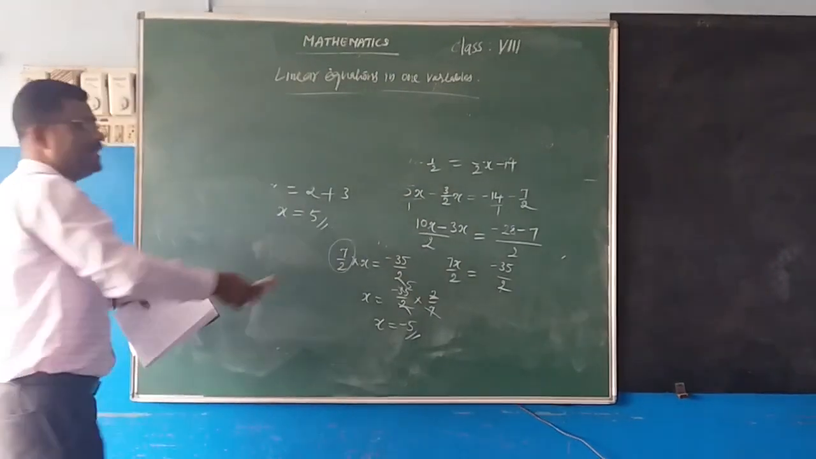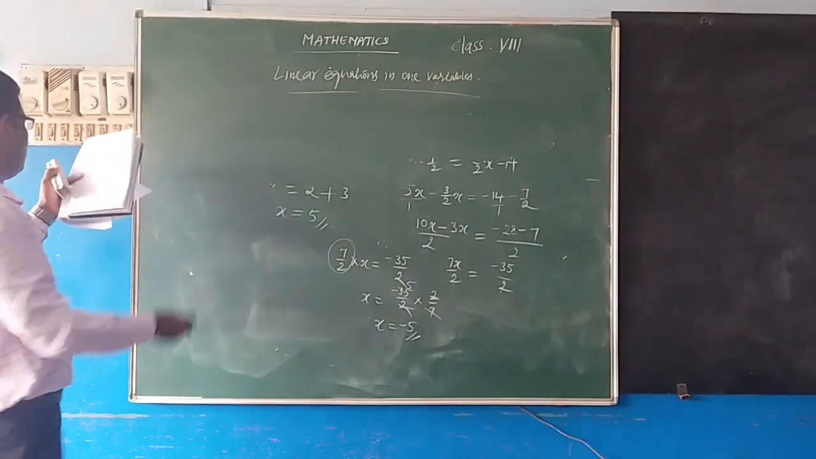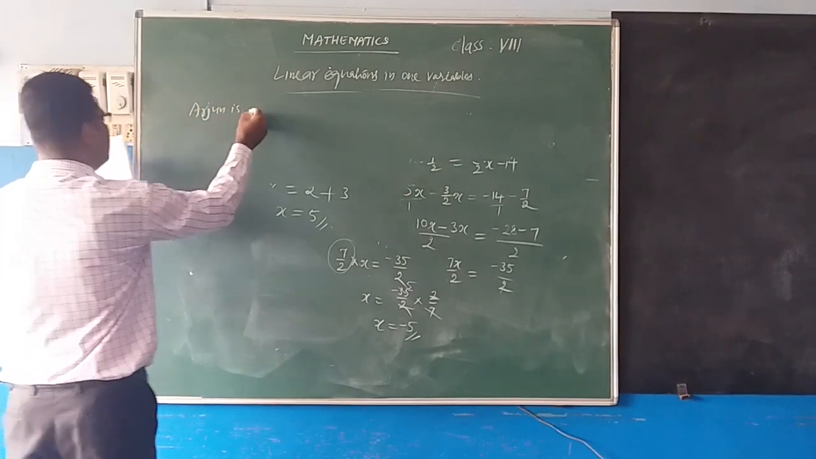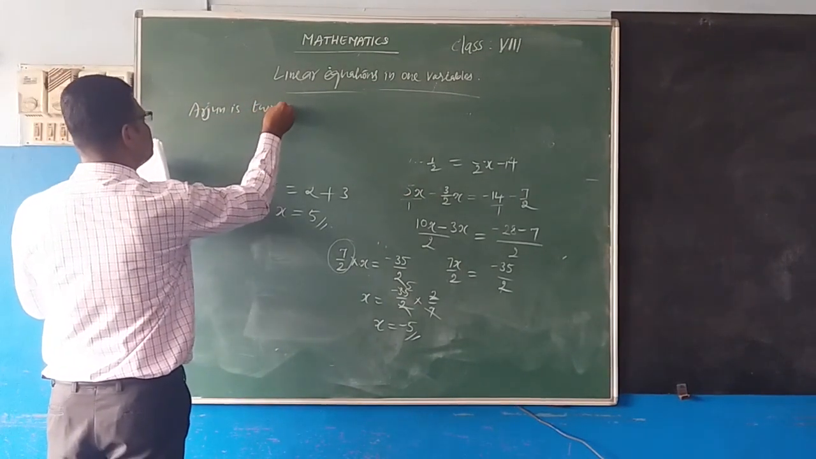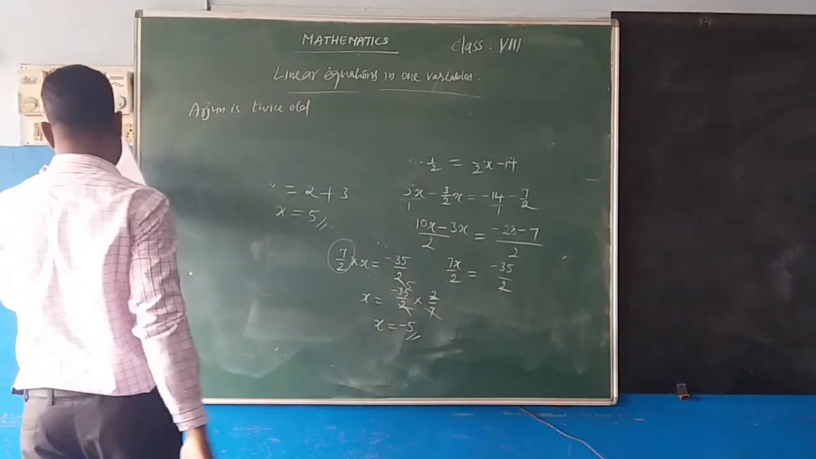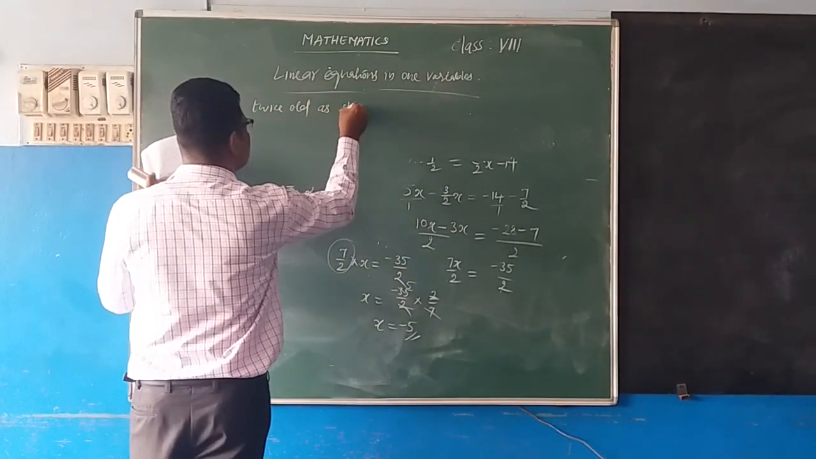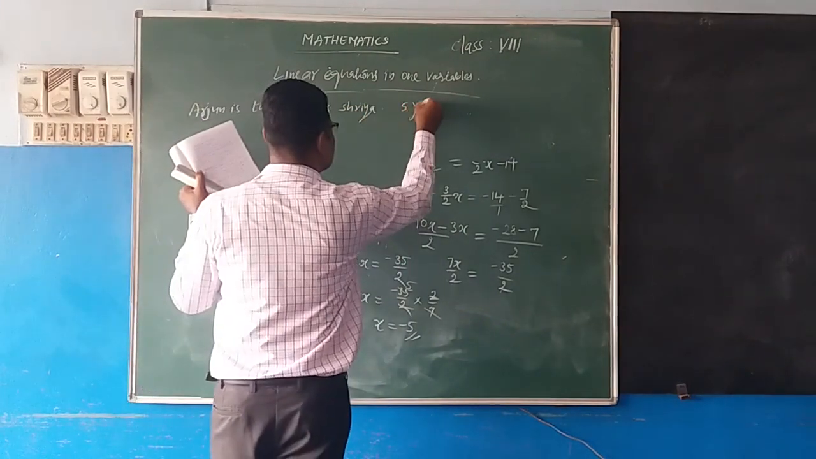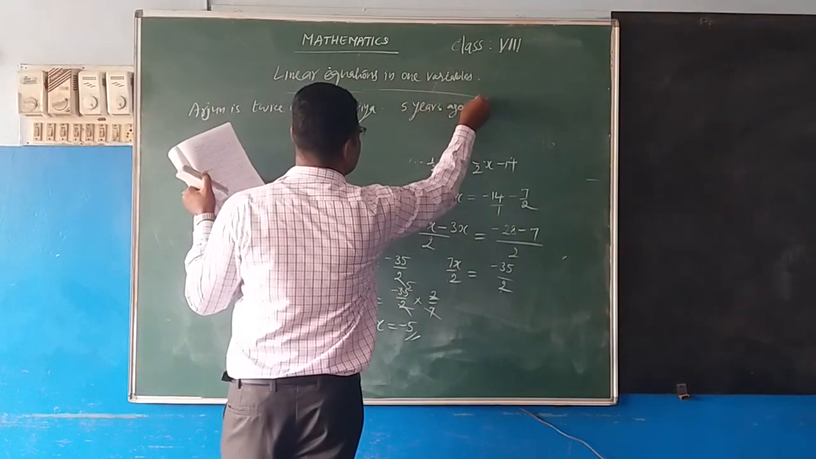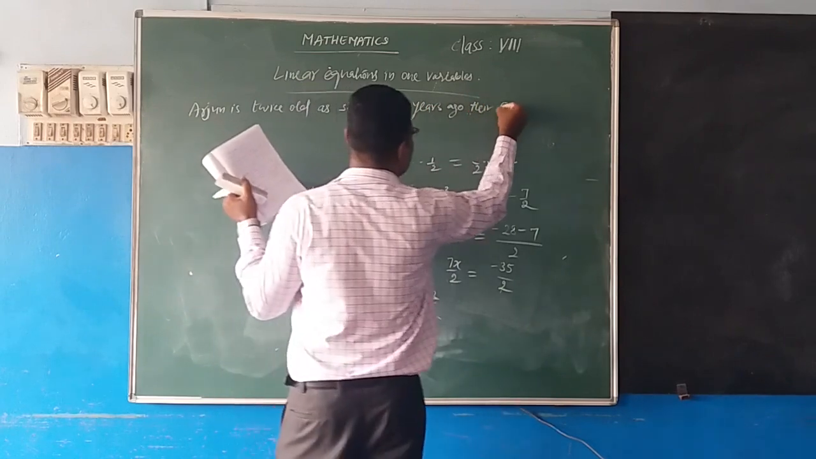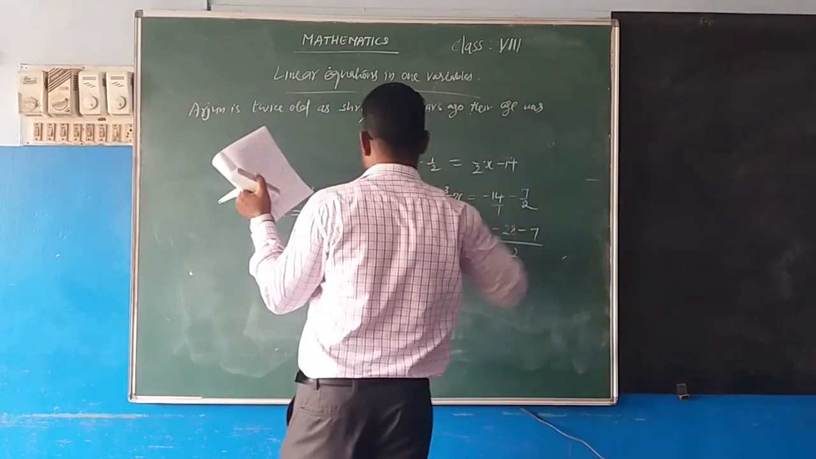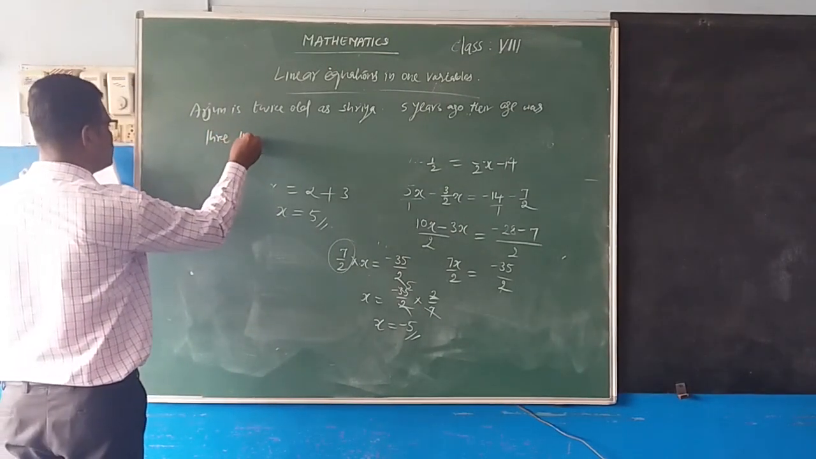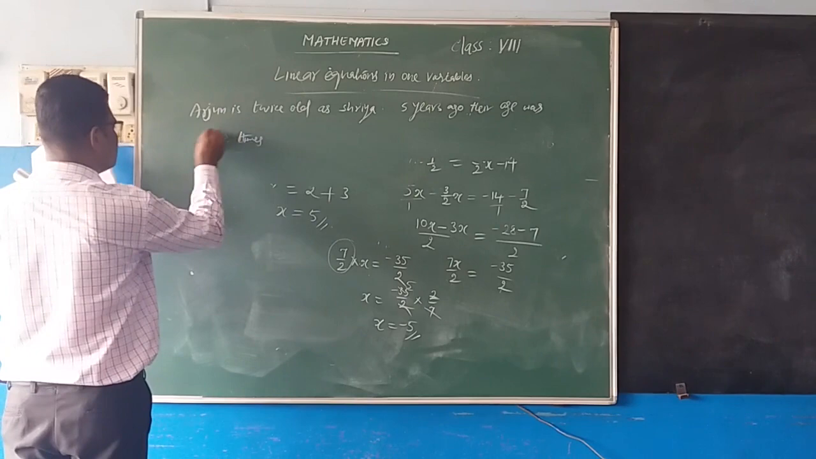Some more applications. Again, statement problems are given. Arjun is twice as old as Shriya. Five years ago, their age was 3 times. Their age was 3 times.